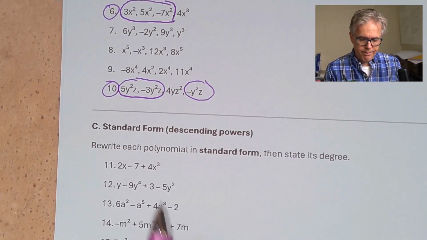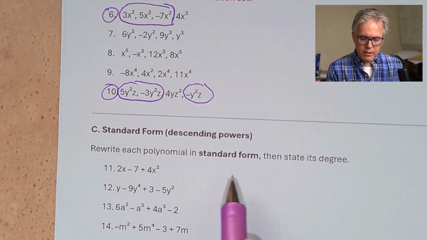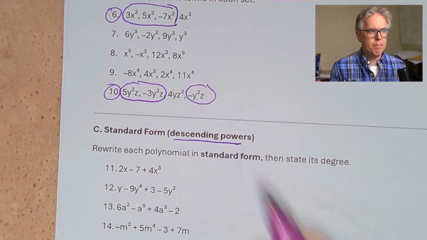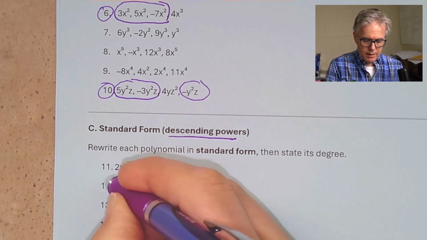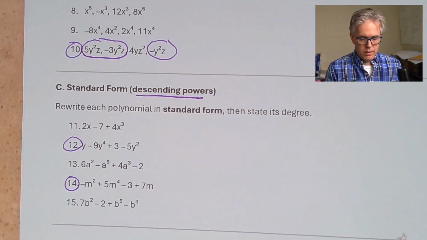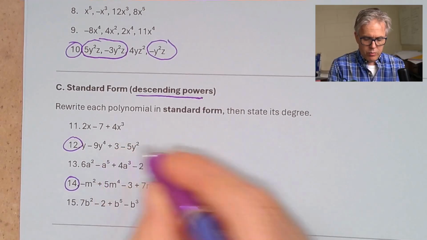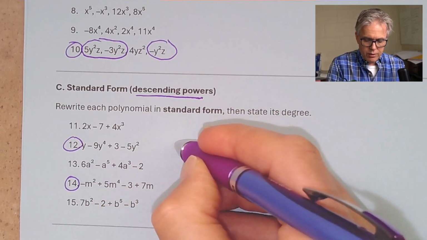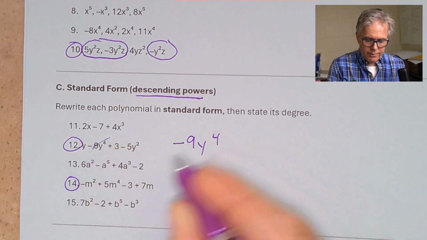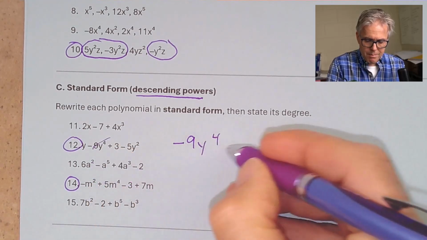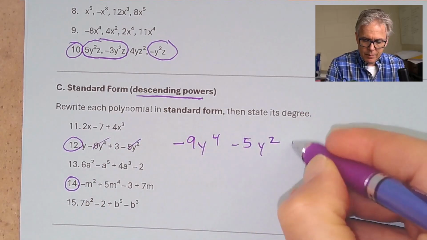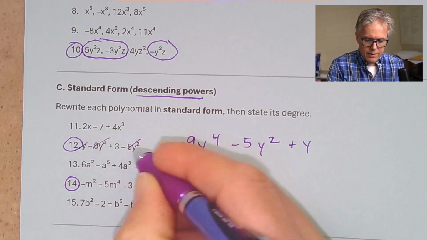Okay, so number 11. Rewrite each polynomial in standard form, then state its degree. So standard form, we're just writing in descending powers. So how about number 12 and number 14? For number 12, now start with the highest power, which is to the 4th. So make sure you keep that negative 9y to the 4th. Cross that off. And then next power is this minus 5y squared. Cross that off. Plus y, cross that off. And then plus 3.